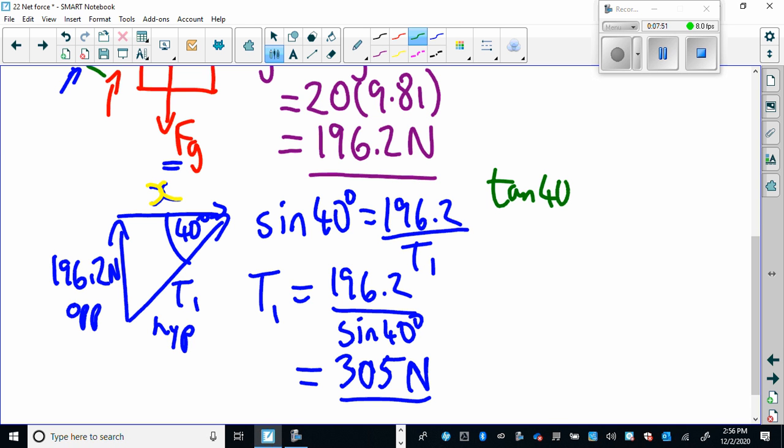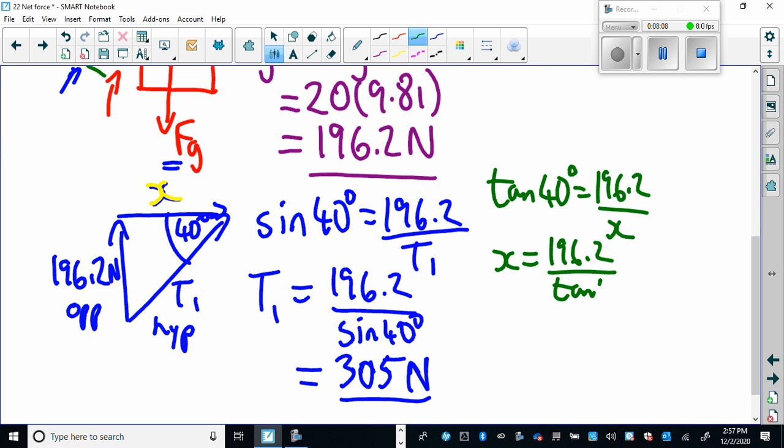The tangent of 40 degrees equals 196.2 over x, and x is the same as T2, and therefore x equals 196.2 divided by the tangent of 40. And let's see what that gives us. 196.2 divided by the tangent of 40 is 234 newtons. So that would be here, 234, and we know that's the same as T2, so we've just solved T2. There's your answer for T2.